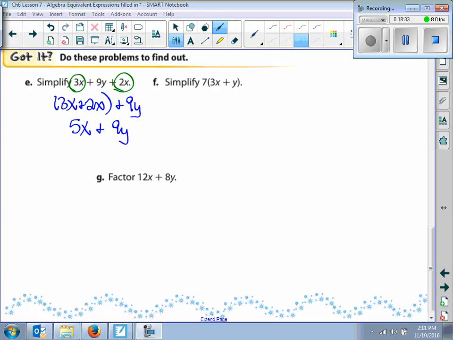So now, for example F, we are going to simplify using what? What do you think? What does that look like? The distributive property. Very good. So we're going to take that 7 and we're going to multiply it times everything inside the parentheses. So here we're going to have 7 times 3x, which is 21x, plus 7 times y is 7y. Can I add those together? No. Very good. All right, example G.